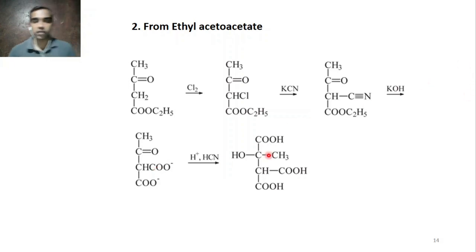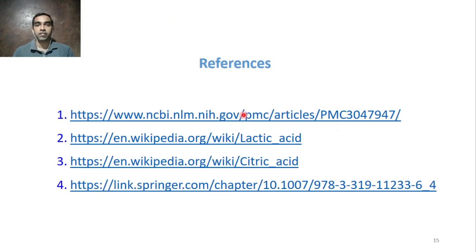Then you do hydrolysis of this CN to COOH. In the presence of base it will become COO minus, and this ester part will also be hydrolyzed. Then you add HCN, then you do the complete acid hydrolysis. In the presence of HCN, cyanide will be added to this carbonyl, then followed by hydrolysis it will give COOH here, COOH and OH you will get here. Then on acid hydrolysis, CH2COOH and COOH. So this is how you get citric acid from ethyl acetoacetate.